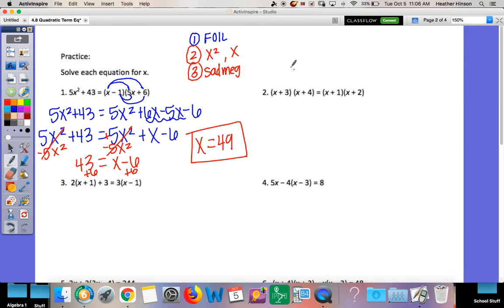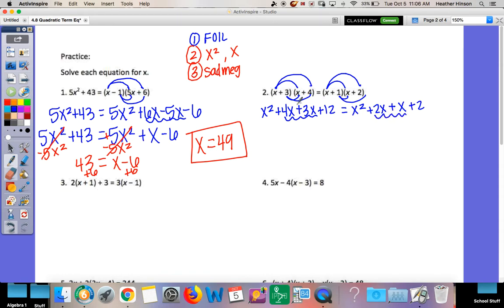Okay, number 2. So I'm going to FOIL like normal. But this time I have FOIL on both sides. So x times x, x times 4, 3 times x, 3 times 4. And on the other side, x times x, x times 2, 1 times x, and 1 times 2. Finish your FOIL by combining like terms.